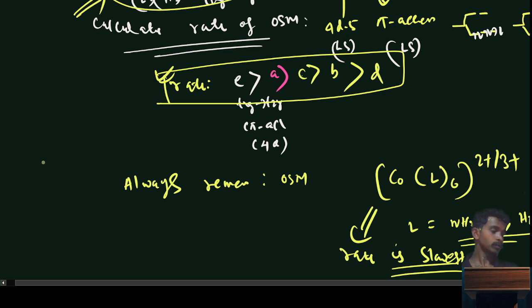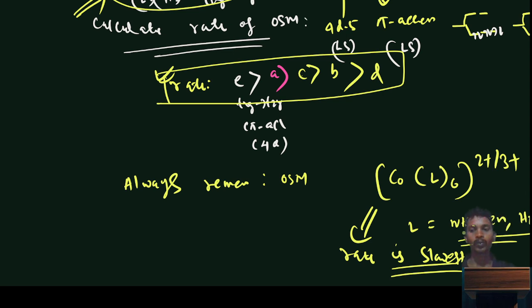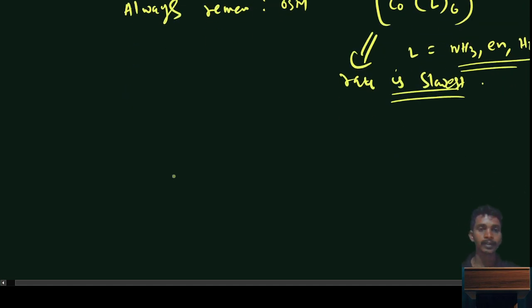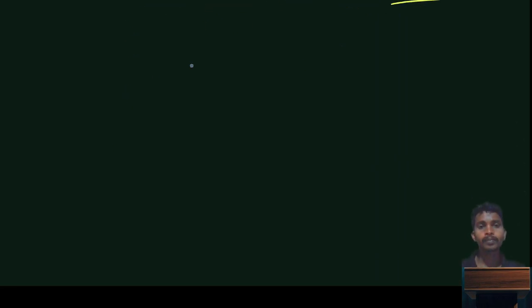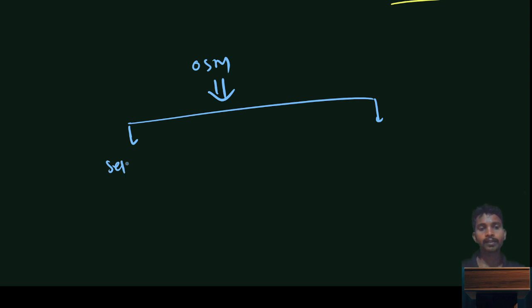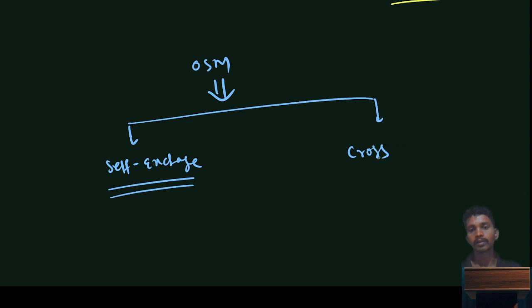Now we will look at the last concept of outer sphere mechanisms, that is, outer sphere mechanisms can be of two types. One is self exchange, another is cross exchange.